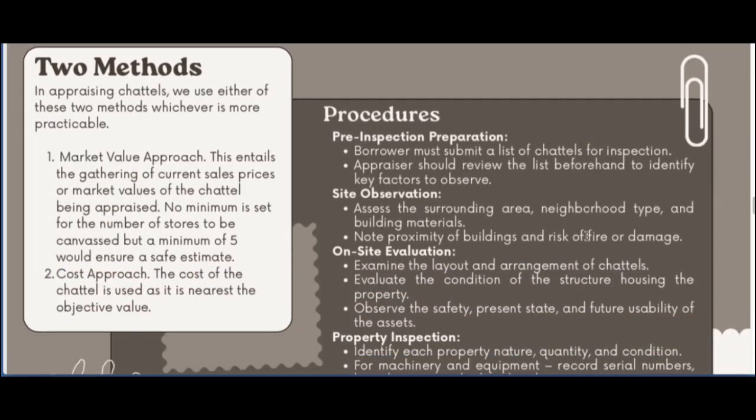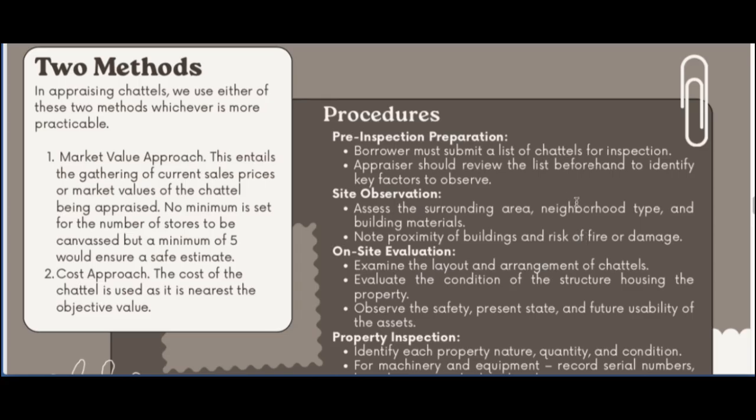Second is the cost approach. The cost of the chattel is used as the nearest to the objective value. Here the appraiser estimates what it would cost to replace the item, aiming for a value closest to its objective worth. Now let's look at the practical steps involved in the appraisal process or procedures.